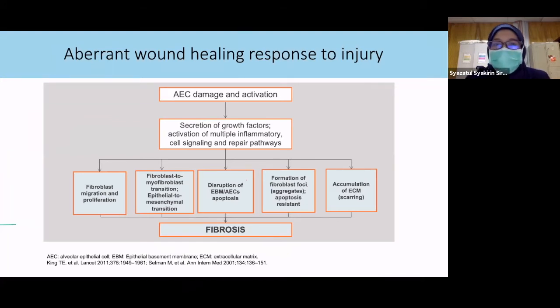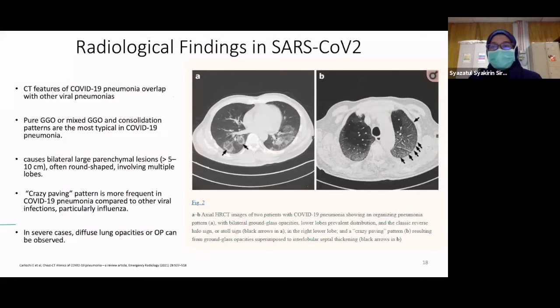Okay, so we move on to the imaging of COVID-19, and I think this is something you are familiar with by now. When you do a high resolution CT, be it CTPA, what you can find on the parenchyma is ground glass opacity. There will be pure ground glass or mixed ground glass with consolidation. These are the most typical patterns in COVID-19, and you can observe this during the hyperinflammation phase.